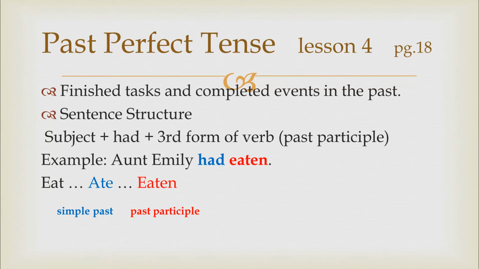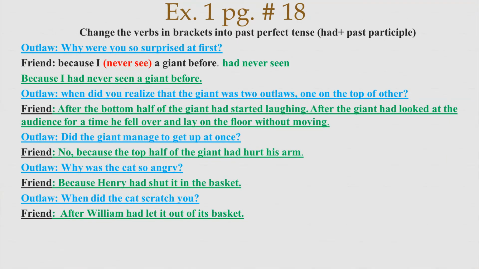The auxiliary verb for past perfect tense is had. The auxiliary verb about completed events in the past is had, and the main verb would be the past participle, the third form of the verb. Let us do exercise number 1 at page number 18. This says change the verbs in brackets into past perfect tense. We are given verbs in the brackets and we have to change them into past perfect tense. To change a verb into past perfect tense, we need the auxiliary verb had and the past participle of the main verb. Let us do some sentences.